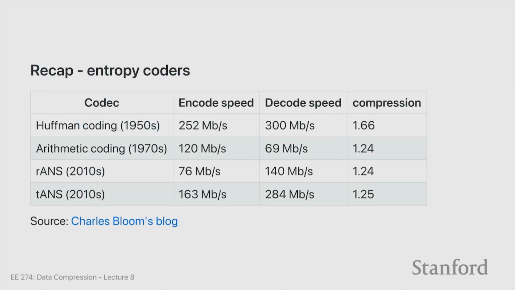This is a table we have been seeing a few times in the last few lectures. Huffman coding from the 1950s, then arithmetic coding from the 1970s, and then the very recent ANS. They have different speed profiles, different compression ratios, and so on. Huffman coding is the fastest but has worse compression. Arithmetic coding is the slower one, but has the best compression. And RANS and TANS are faster than arithmetic coding and better than Huffman coding, so somewhere in the middle.